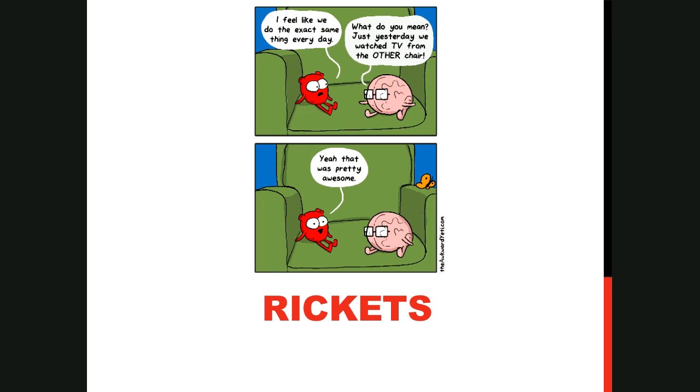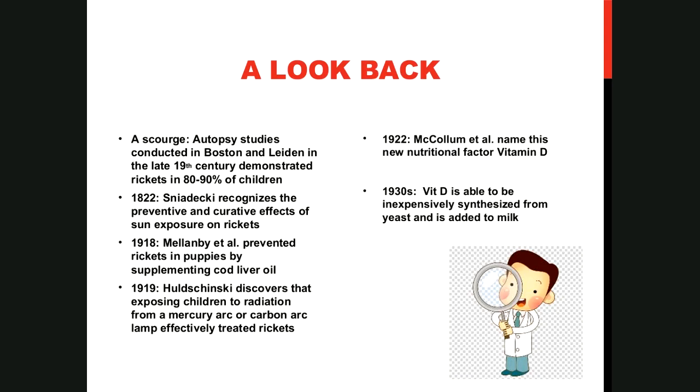So in this next phase of the talk, we're going to start talking a little bit more about pathophysiology, and we're going to begin with a discussion of rickets. I think it's always interesting to get a historical perspective and understand where we've come from as far as the disease processes and management. So we're going to take a quick look back. Autopsy studies that were conducted in Boston, as well as in the Netherlands in the late 19th century, demonstrated that about 80 to 90% of children had rickets at that time, which is really an astounding number.